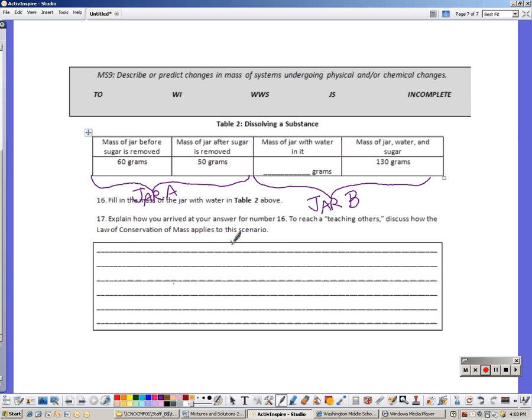And so really what you're looking at here is having jar A, and it tells us jar A has a bunch of sugar in it. So I could draw some grains of sugar, jar A. And then jar B, it tells us before and after something happens. So jar B I have here, and I know it has water in it. And then afterwards it has, sorry for the sloppy drawing, water, the jar, and sugar in it.